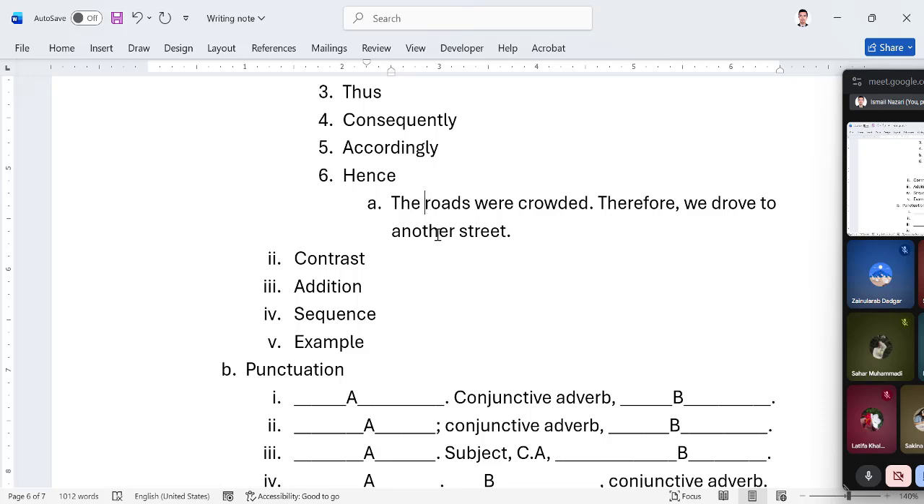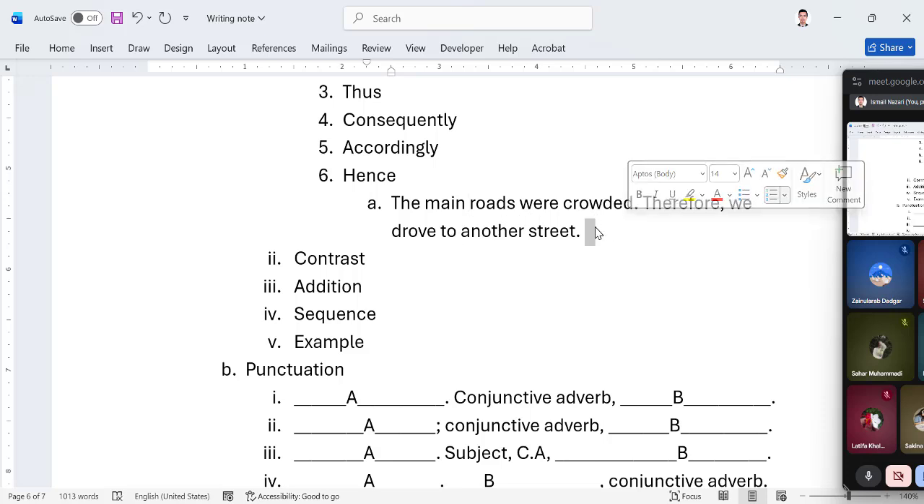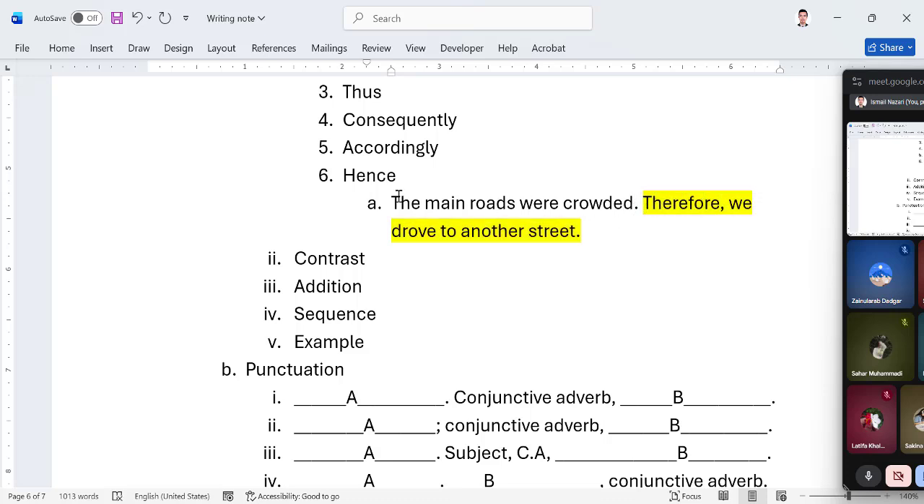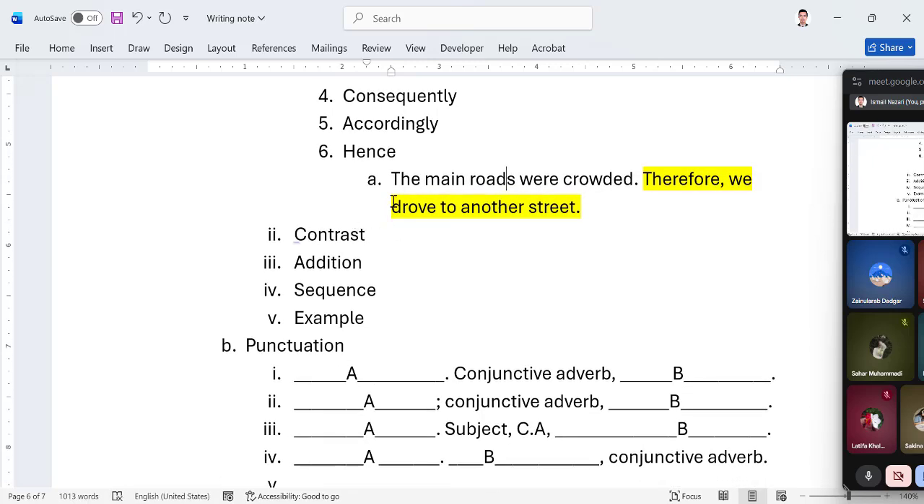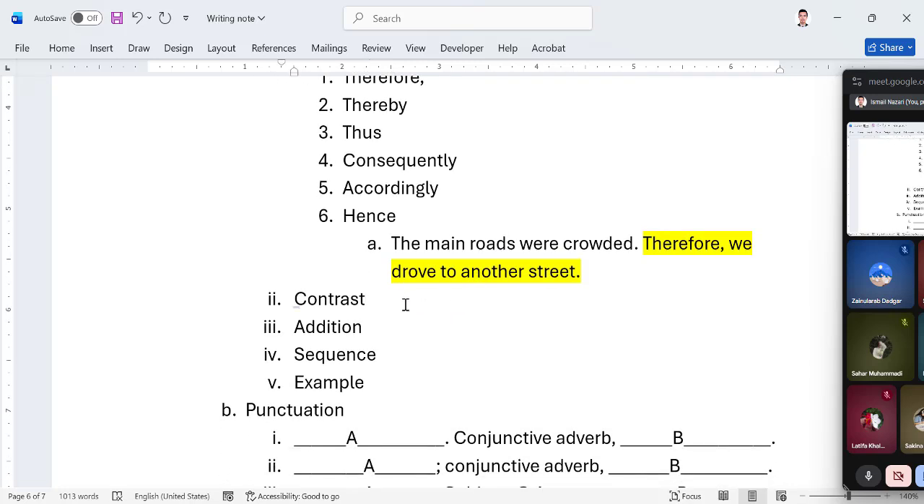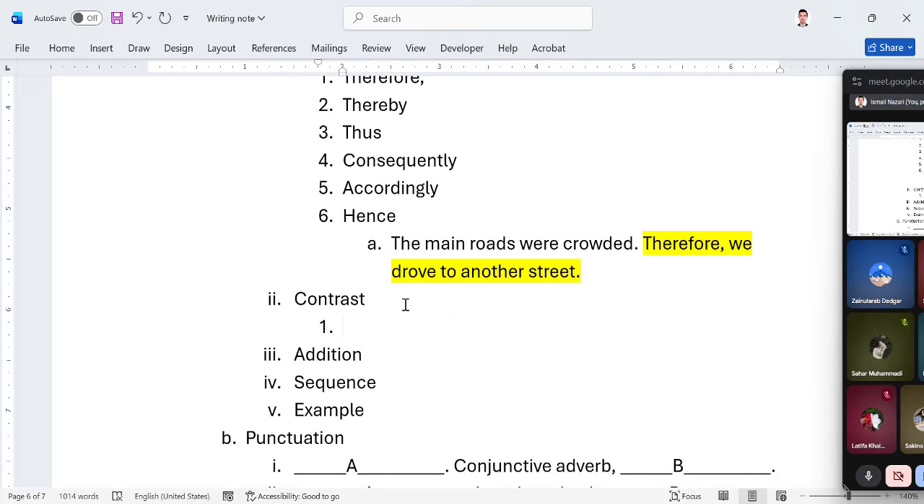So we have, for example, the main road. Let me add here: the main roads were crowded. Therefore, we drove to another street. It shows that the second clause is the result of the first clause. So this is what we have for cause and effect. I'll write one sentence for each of them, and I think it would be enough.